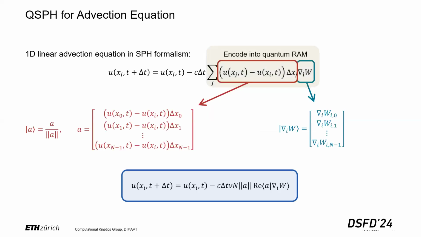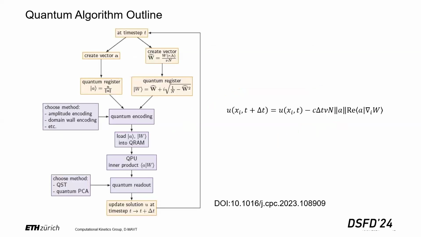So we take the summation and we rewrite it as an inner product. That means we take one part, specifically the advection quantities, and write that as one vector, and we take the kernel and we write it as another vector. And as a result, we turn the summation into an inner product. So now we have this equation for quantum SPH. We want to put this into a quantum computer.